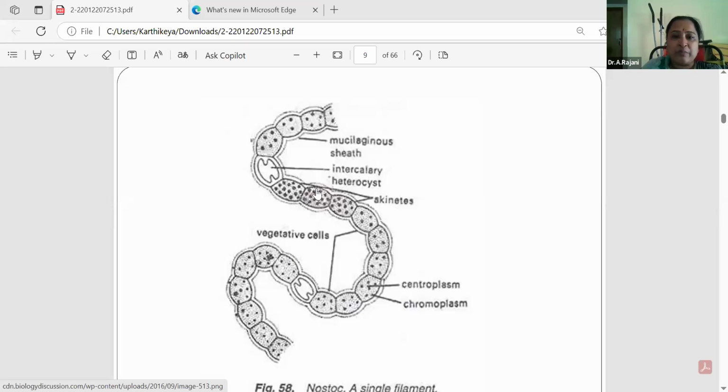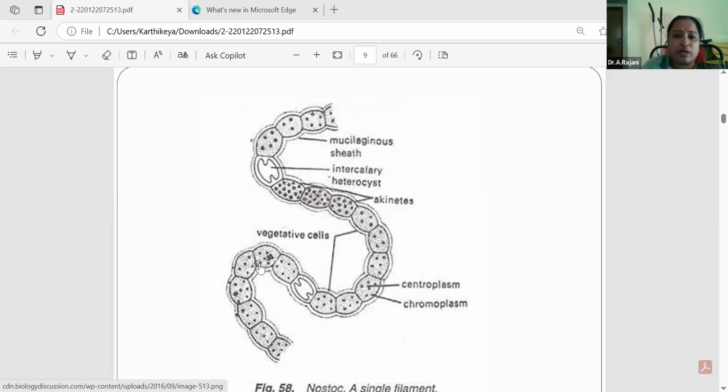See the difference between the heterocyst and akinetes. These akinetes are filled with food material, very thick-walled cells. This is called the akinete. These akinetes are generally present in a chain model. See here, this is a chain, the akinetes present in a chain. And a single one, you can observe, this is clear. What is the akinete, what is the colony? Yes. Coming to the next one.